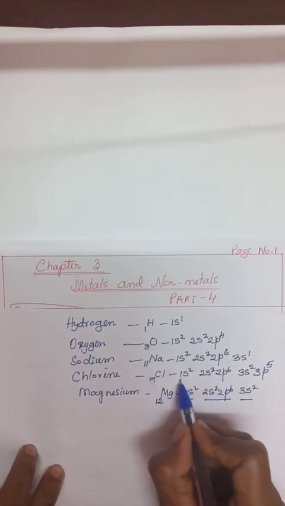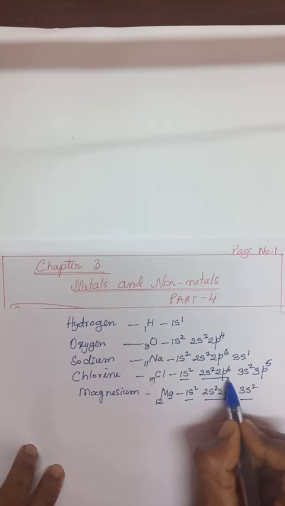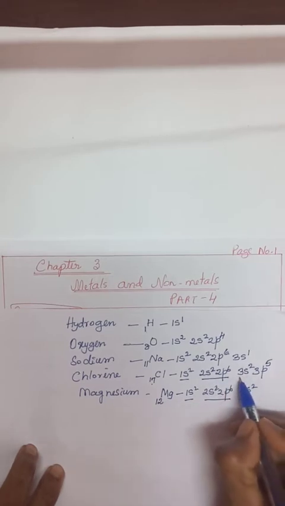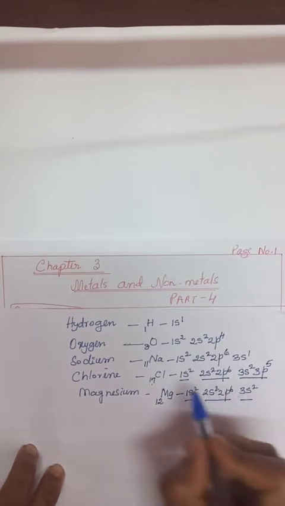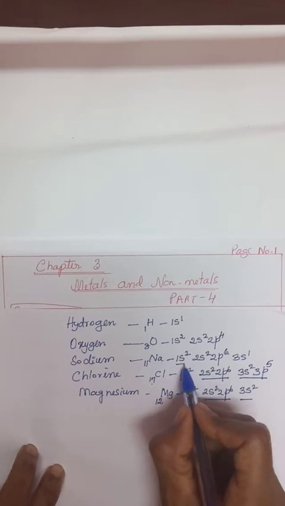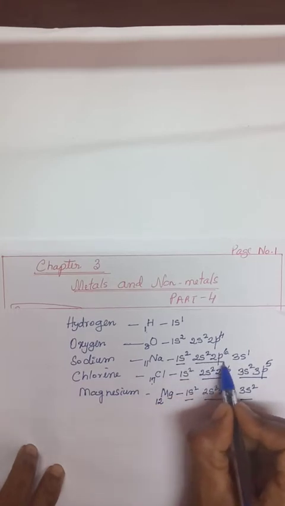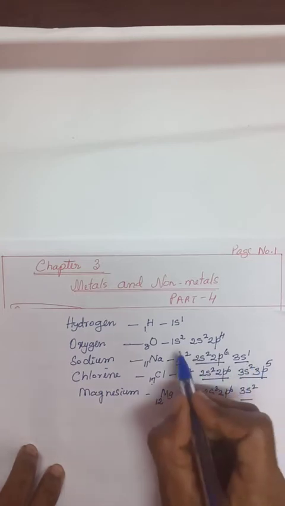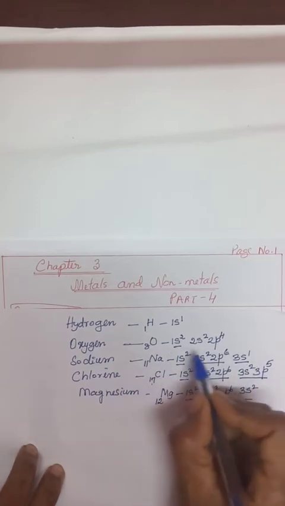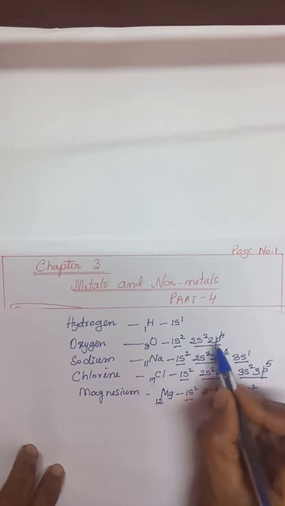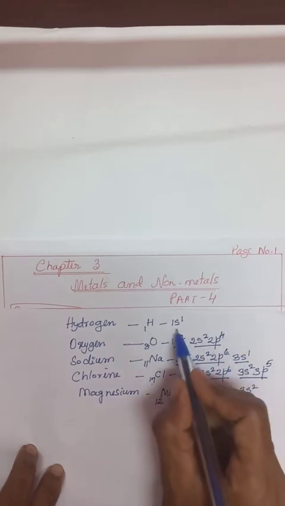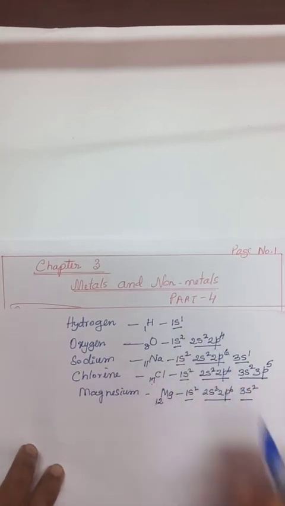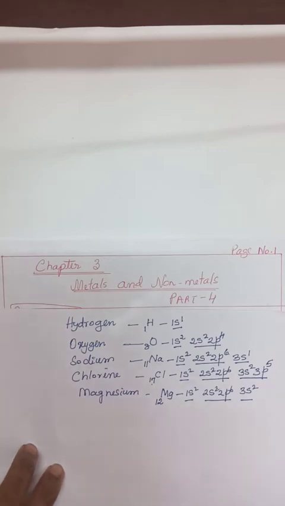Chlorine, first shell 2 electrons. Second shell 2 plus 6, 8 electrons. Third shell 2 plus 5, 7 electrons. Sodium, first shell 2 electrons. Second shell 8 electrons. Third shell there is 1 electron. Oxygen, first shell 2 electrons. Second shell 2 plus 4, 6 electrons. For hydrogen, it has only 1 electron. There is only 1 shell.